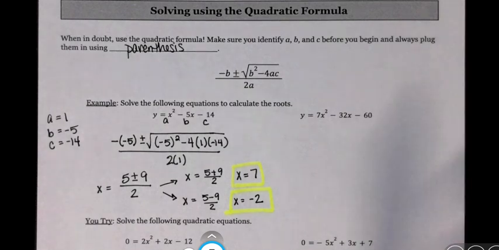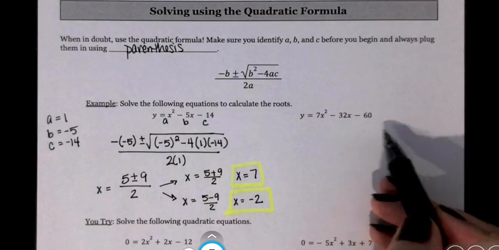Now, I could have factored this. If you can tell that you can factor it and that's faster for you, great. If it's not faster for you and you want to use the quadratic formula, great. Either way, we still found our roots or our x-intercepts.